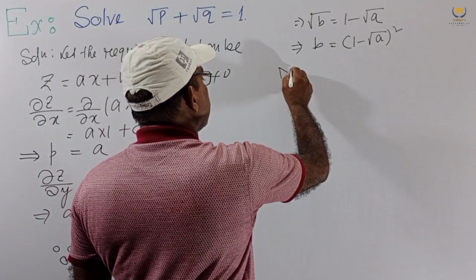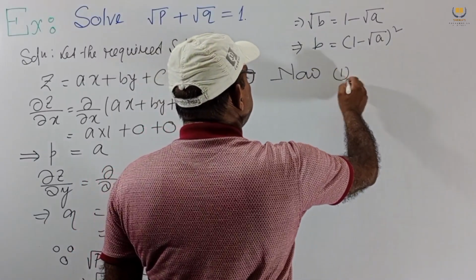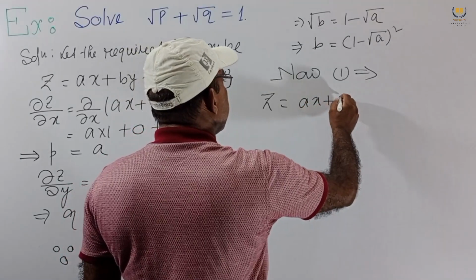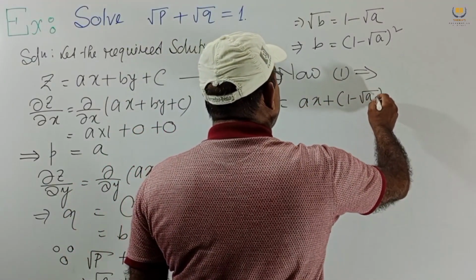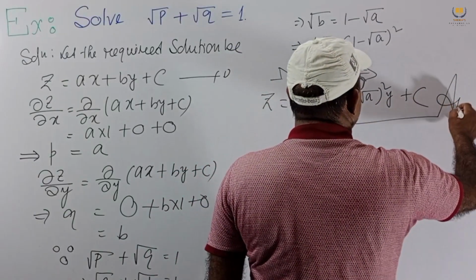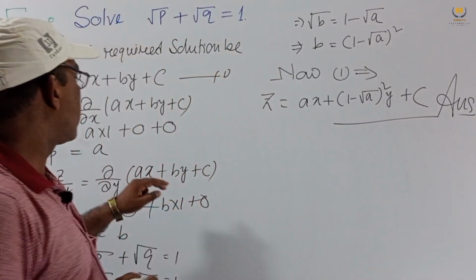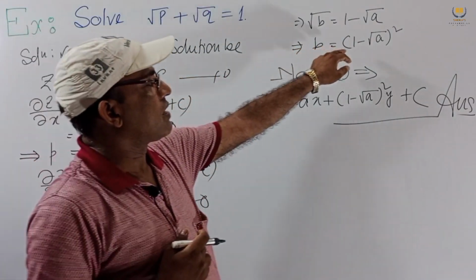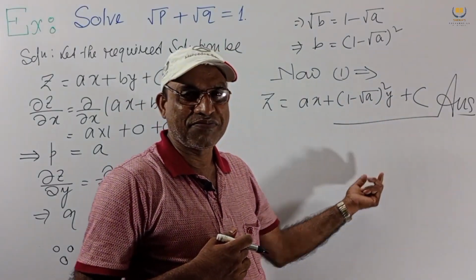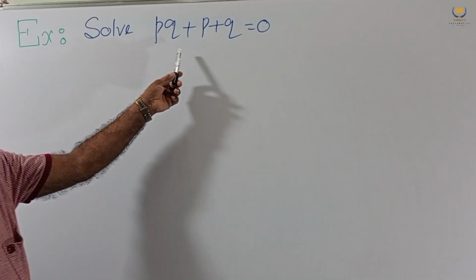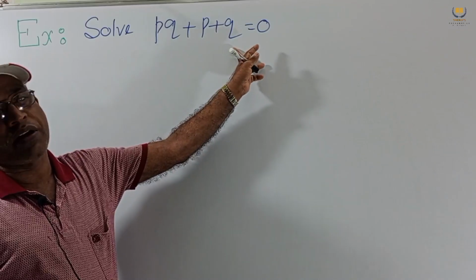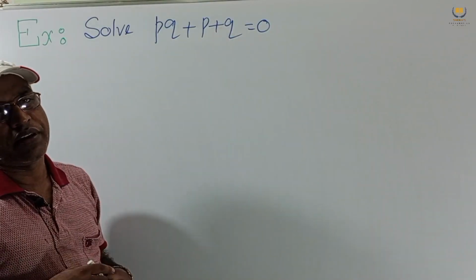Now 1 implies z equal to ax plus by plus c, and this is our answer. Putting the value of b, b means 1 minus root a whole square, times y. This is the final answer. Very easy solution. We consider another problem. Solve pq plus p plus q equal to 0. This is also a non-linear partial differential equation because it is given in terms of p and q.